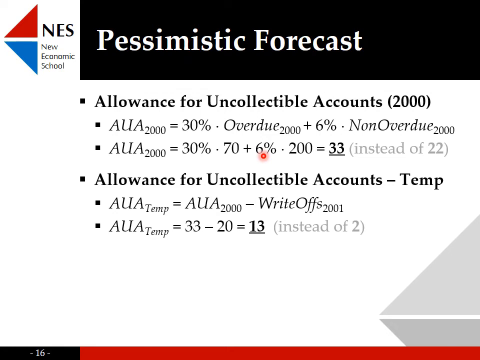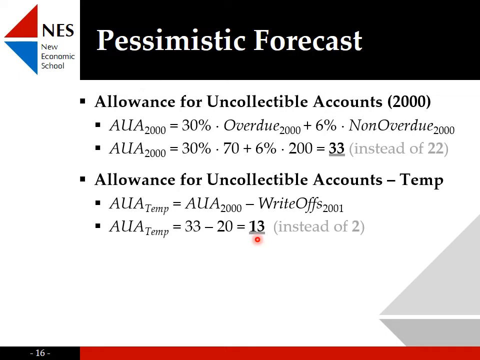The second question is, what will be the level of the allowance account before we actually recognize the bad debt expense for year 2001? So in this case, if we consider that the write-offs will remain at 20, we start with the initial allowance at the end of 2000 of 33, we subtract 20, and we end up with 13. So that will be the amount of the allowance for uncollectible accounts that the company will have towards the end of 2001 before it will actually recognize the bad debt expense.